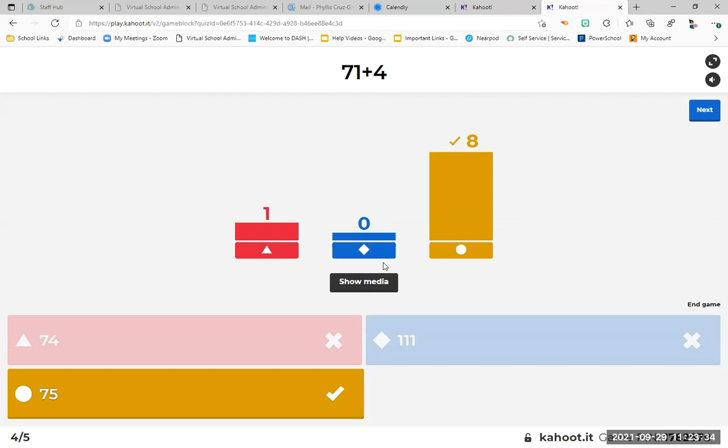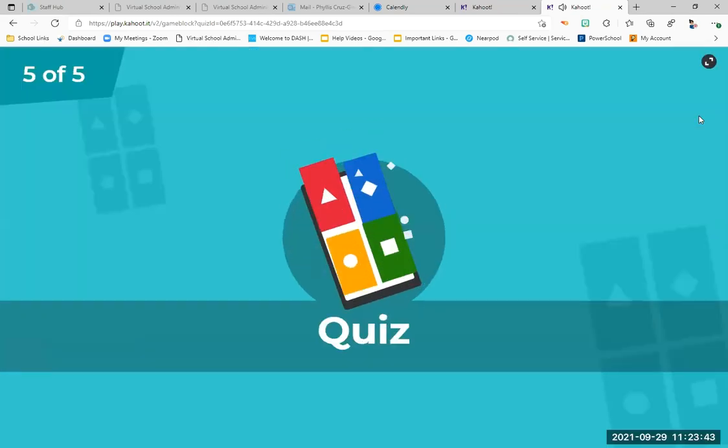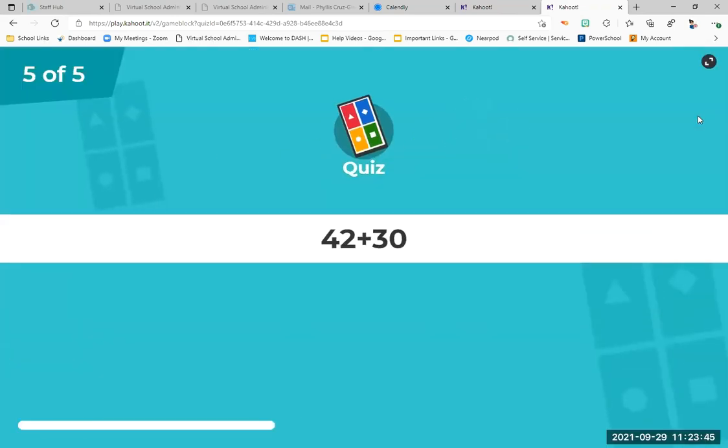Or we could do 71 would be 7 tens, and then look at the baby ones. 1 plus 4 is 5, right? So 5 baby ones. Okay, last one. Here we go. Oh, he's rising up fast. Okay, last question, and then I'm going to let you go.